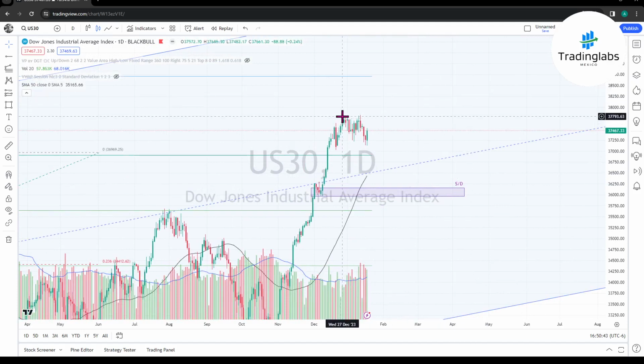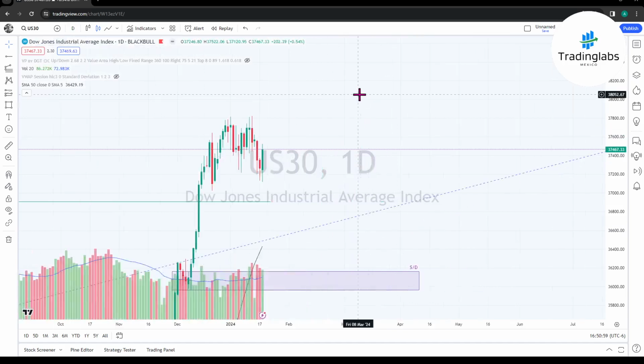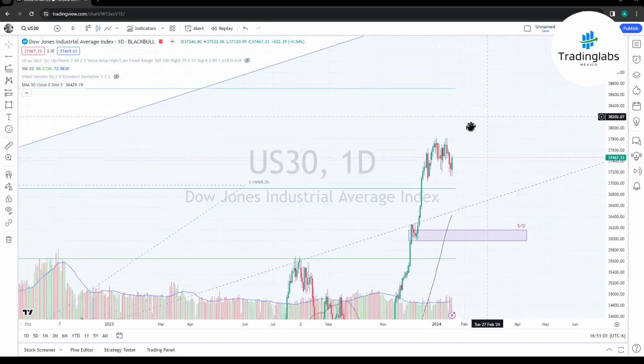Yeah, we made an equal low, so a double bottom, so we don't know. We will see tomorrow if it's gonna drop until here or whatever. I have to make drawings again.